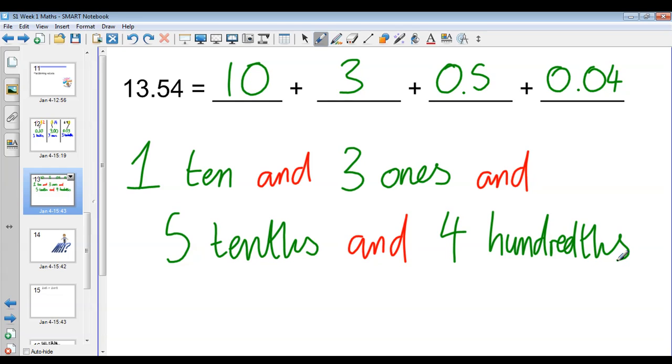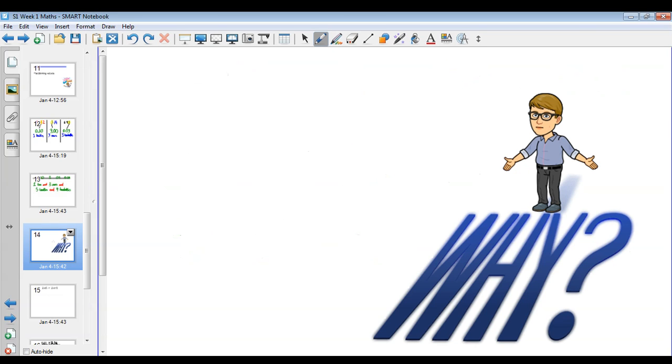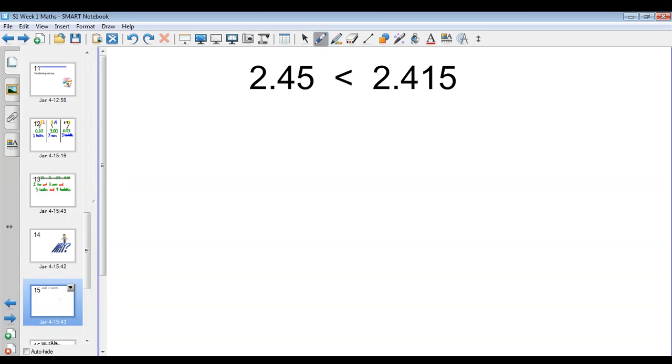And you might have another question forming right now, like this. Why? What's the point in that? Well, I'm going to show you why. It helps us to solve problems like this. Here we have a statement which says 2.45 is less than 2.415.